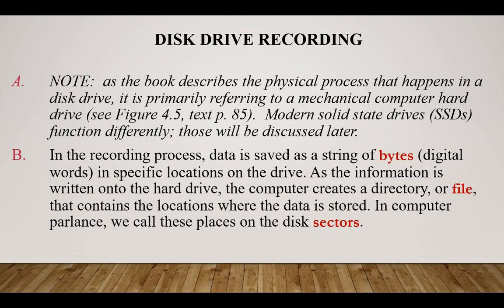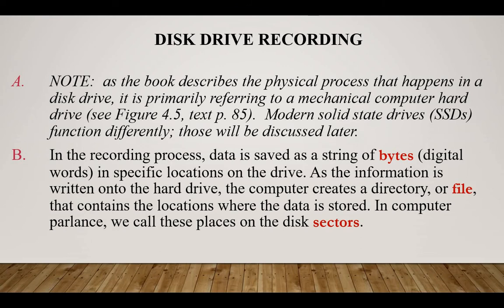And it's saved in specific locations on a hard drive. As the information is written onto the hard drive, the computer creates a directory, what we call a file, and that file contains the locations where the data is stored. In computer parlance, we call these places on the disk sectors. So the actual physical spots on the drive where our data live are going to be in these different sectors.